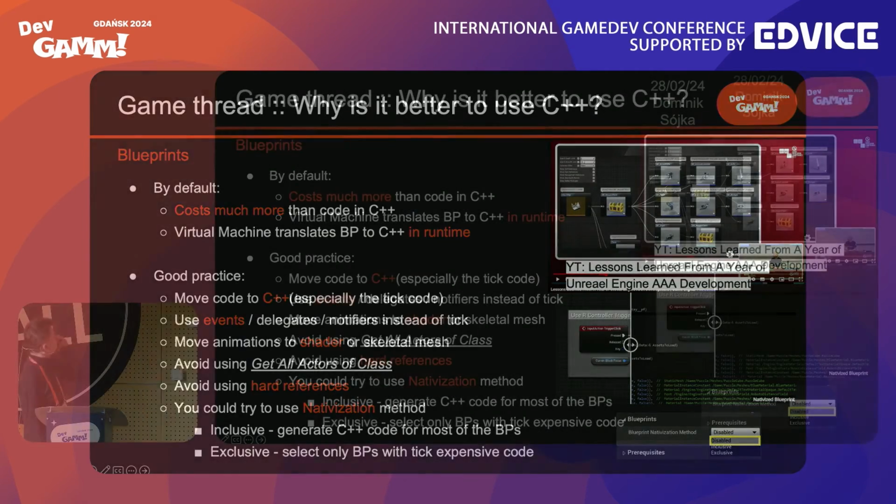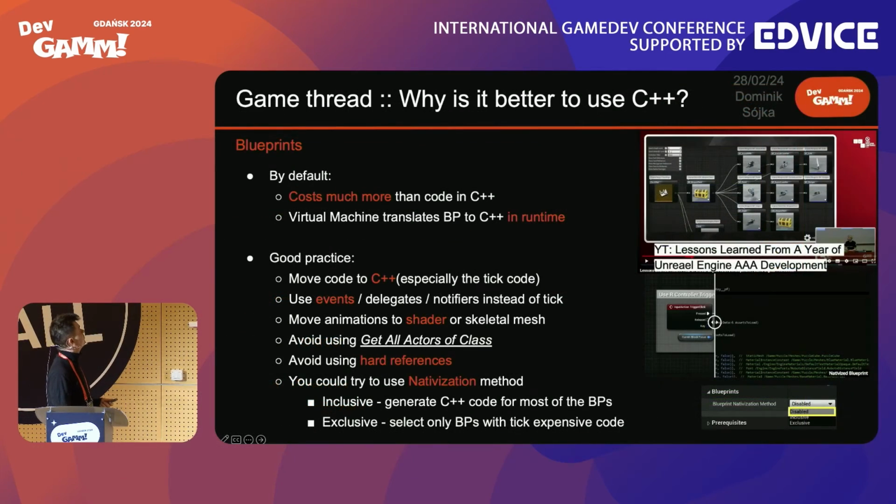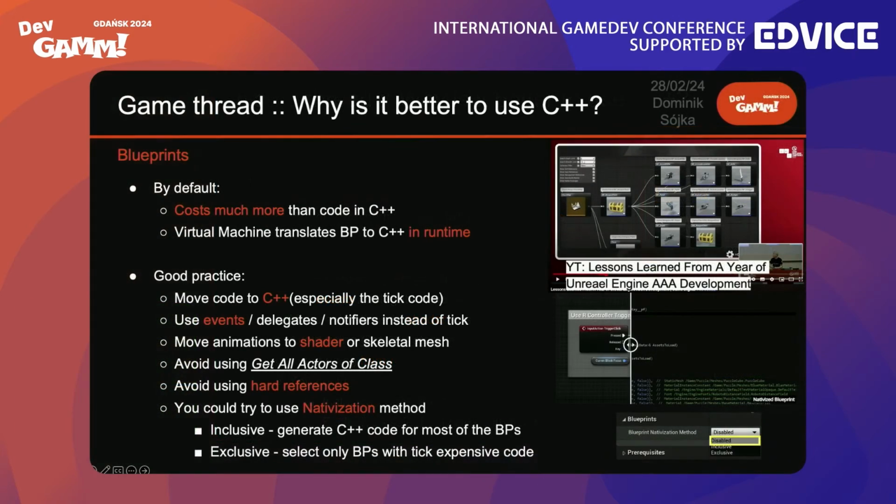Okay, so blueprints cost much more than C++, and the main reason is because there is a virtual machine that needs to translate those blueprints to C++ in runtime. So when you change your code into C++, basically only making a change is a great win for performance.